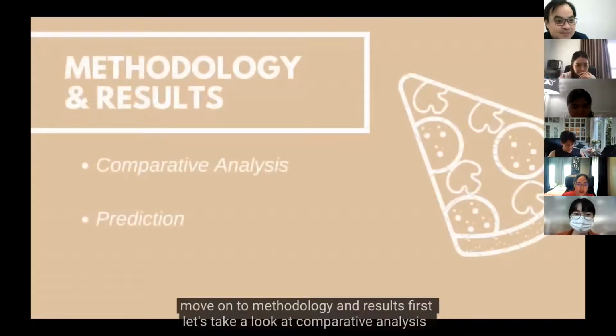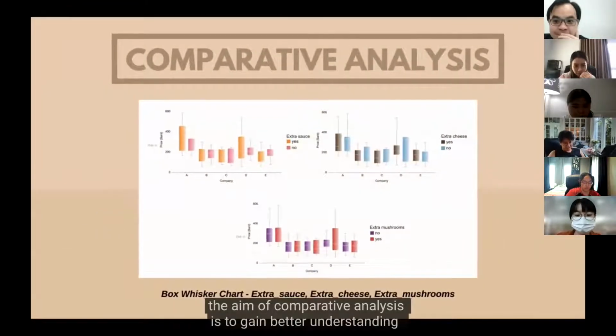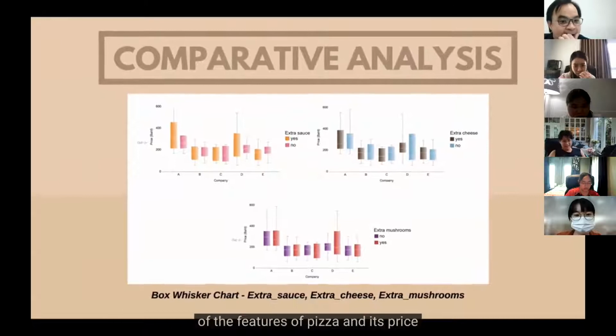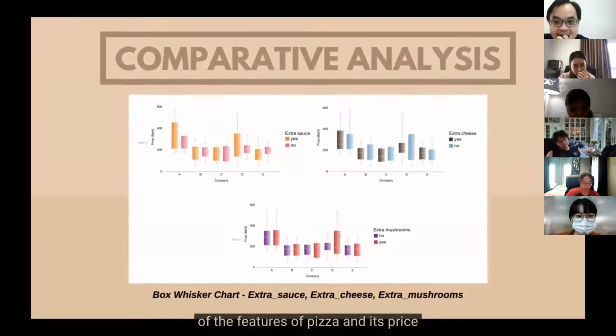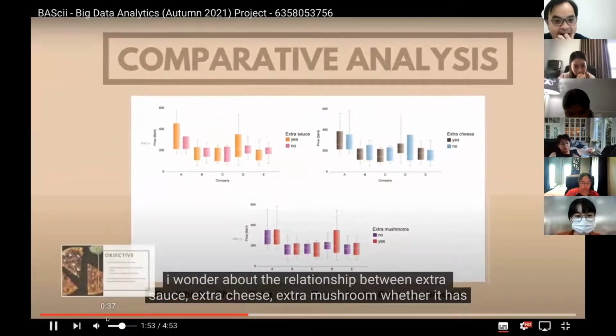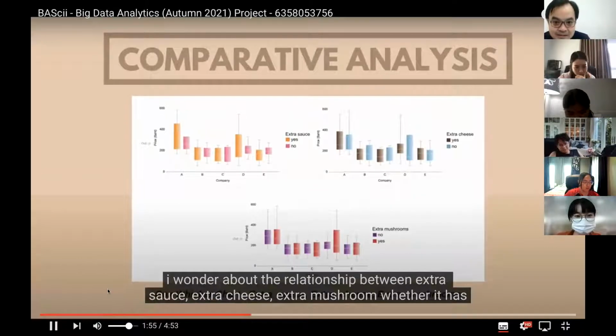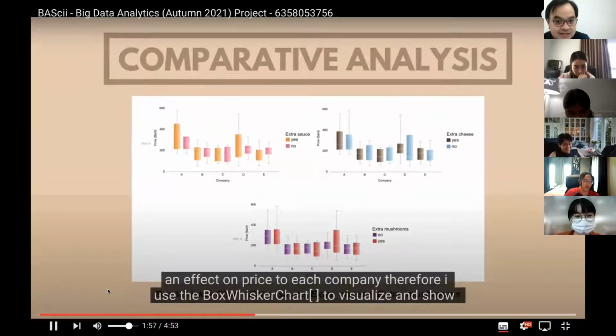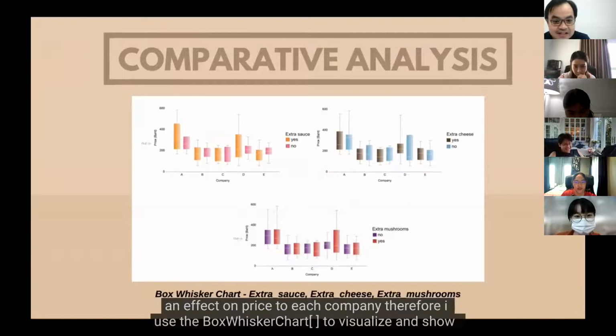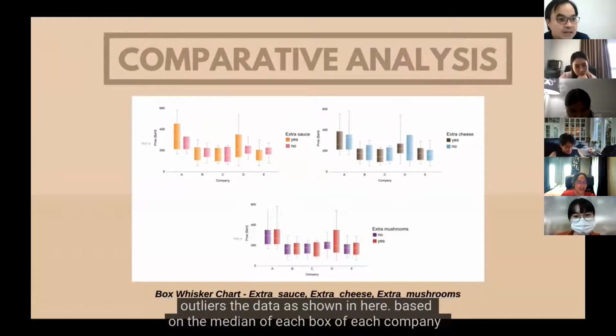Move on to methodology and results. First, let's take a look at comparative analysis. The aim of comparative analysis is to gain a better understanding of the features of pizza and its price. I wonder about the relationship between extra sauce, extra cheese, extra mushroom, whether it has an effect on the price of each company. Therefore, I use the box whisker chart function to visualize and show outliers in the data as shown here.